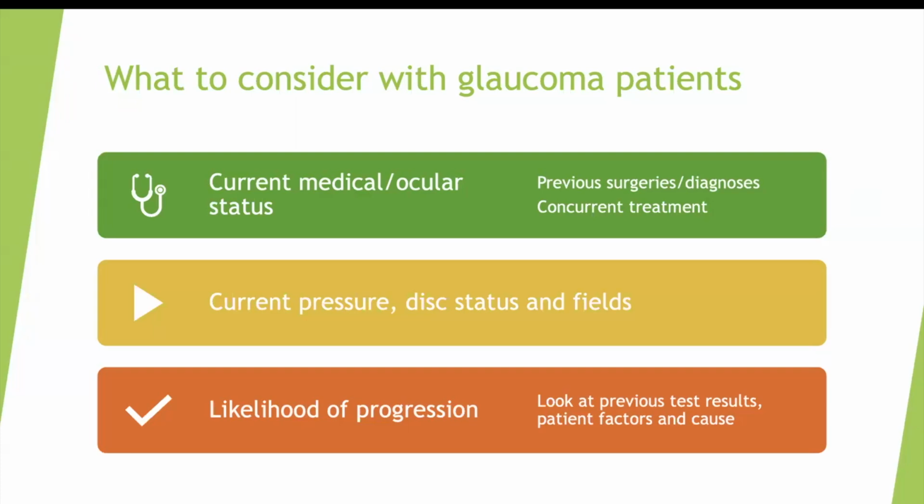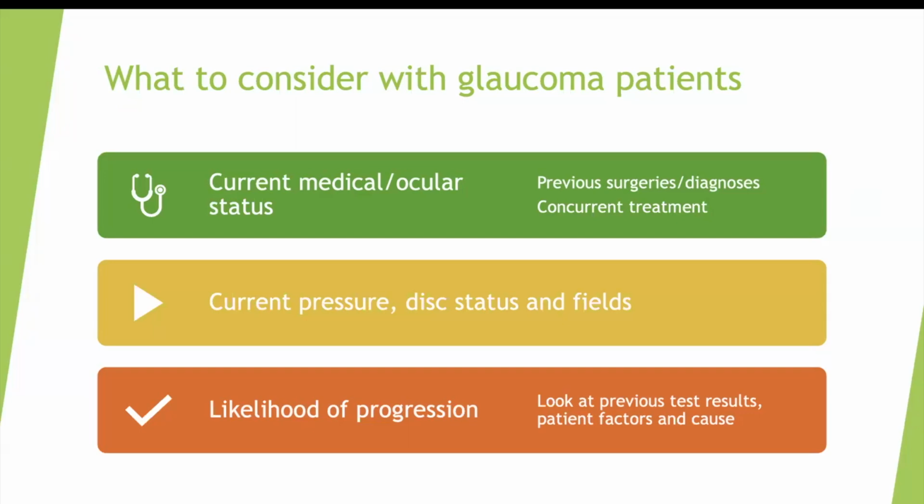Now, when looking at your fields, some studies have suggested that a human being looking at fields is as reliable, if not less reliable, than the algorithms that exist that look at progression of fields and whether or not there is progression. However, those algorithms are useless if you've only fed them two fields.